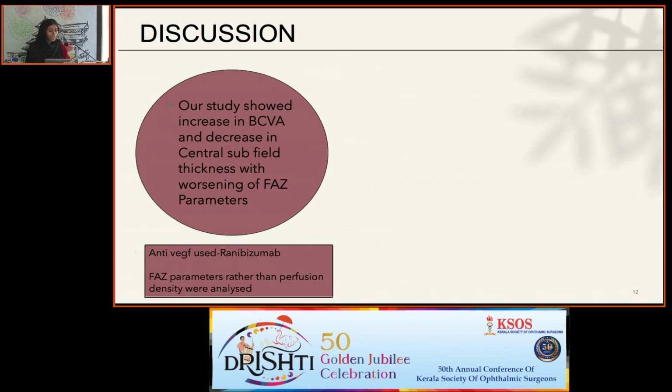Discussion. Thus, our study showed an increase in best corrected visual acuity and decrease in central subfield thickness with worsening of foveal avascular zone parameters. We have used ranibizumab, which is the commonly used anti-VEGF agent, and we have measured the foveal avascular zone parameters rather than the perfusion density, which were analyzed by the similar studies.